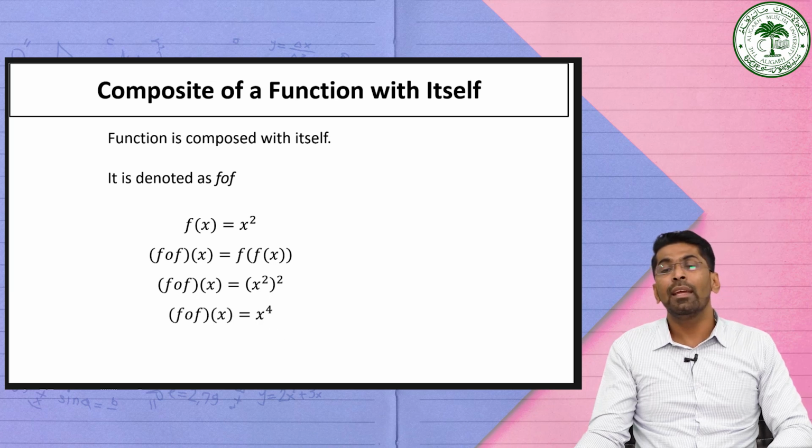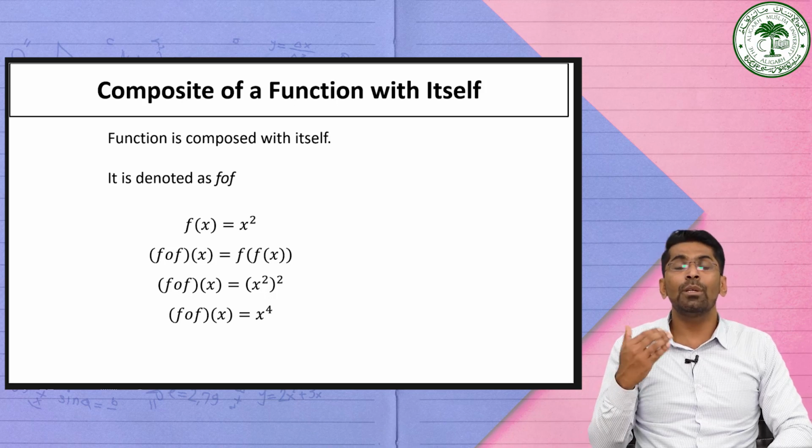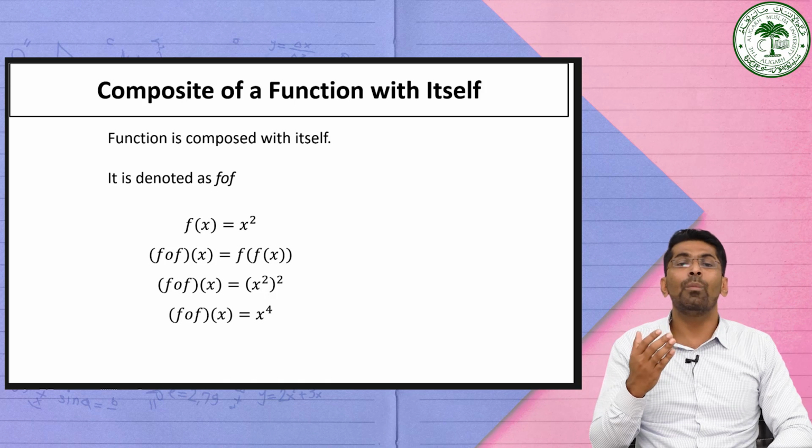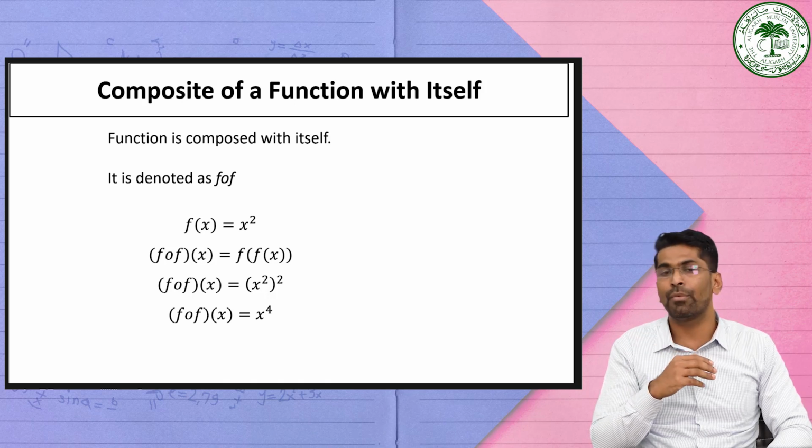Similarly, if we have another function g, the composition of g with itself is g of g. That is also a composite of a function with itself.